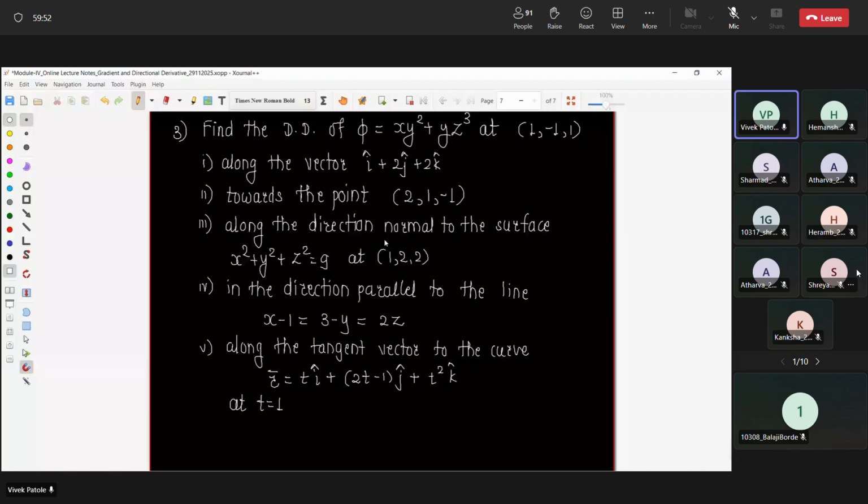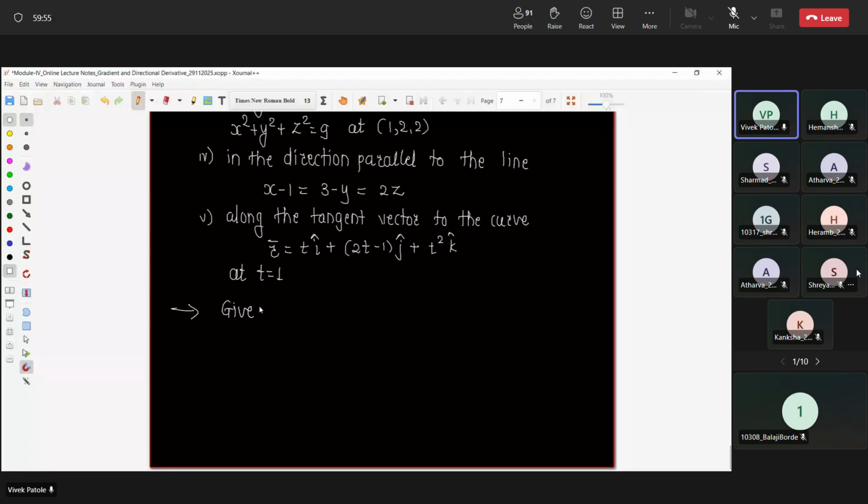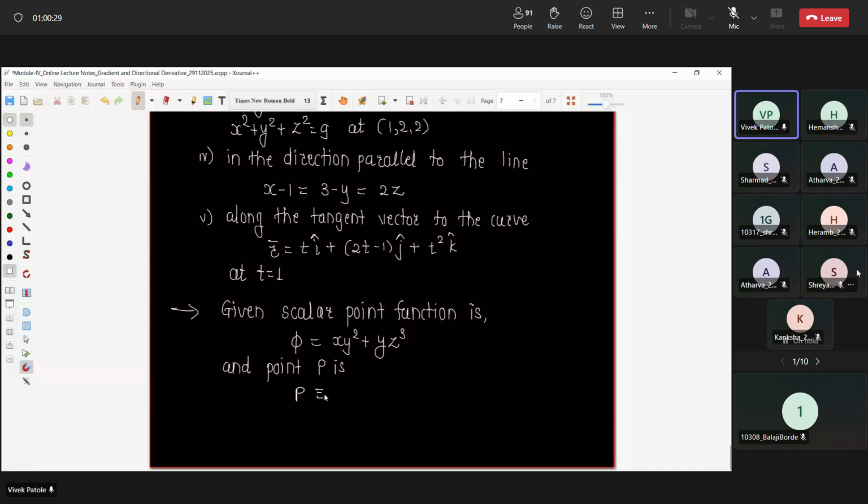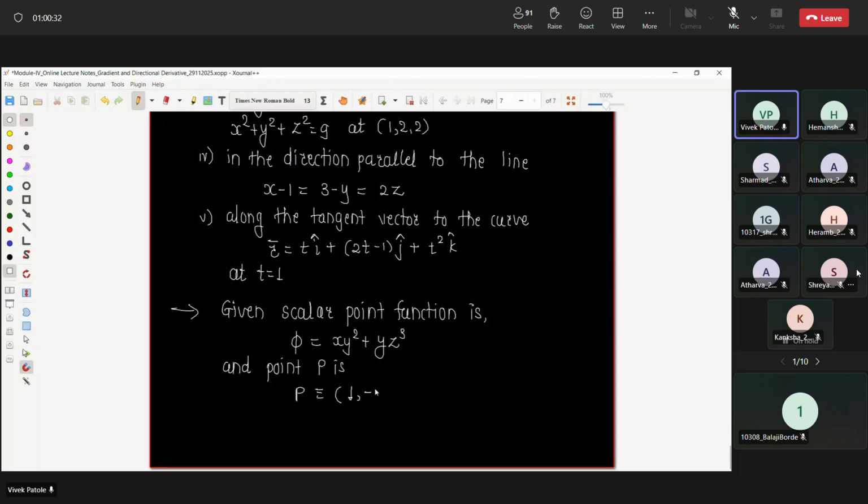So let us start with the solution. Given scalar point function is phi equal to xy square plus yz cube, and point P is P equal to (1, -1, 1). Okay, these are the given things.